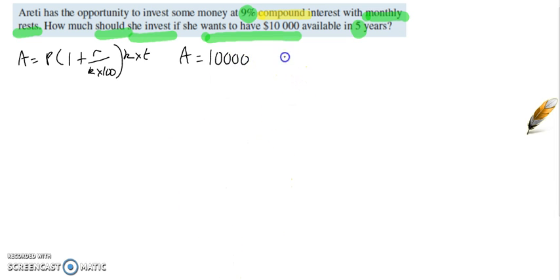Next thing we're looking at, we have the rate. It's an easy one. We've got 9%. And we've got monthly rest, so K is equal to 12. It's 5 years, so T is equal to 5. And the thing we're missing or don't know is our principal, because she wants to know how much she should invest. So we fill it in as much as we can.